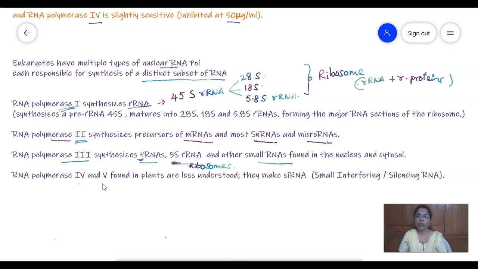RNA polymerases 4 and 5 are found in plants and are usually less understood, and we don't usually mention them, but they make some siRNA, small interfering RNAs or silencing RNAs, which are required for the regulation process. Briefly, these are the eukaryotic RNA polymerases.